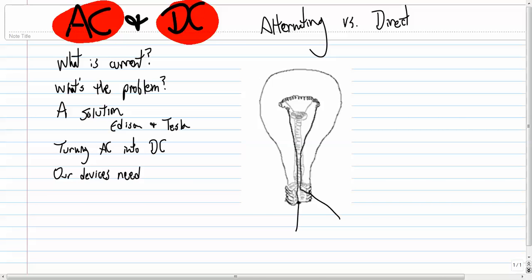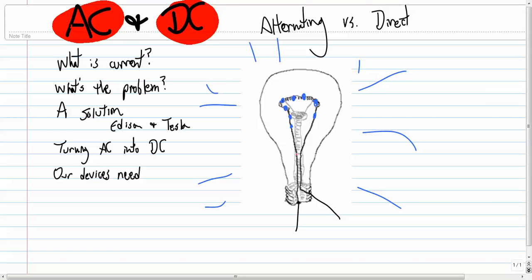So current, if we're thinking about current, we're thinking about electrons in this conductor, in this wire. If we could see down at the atomic level, we would see that the wire is full of these little electrons all over the place. And if we want the light bulb to light up, then what we need to do is move them with a sufficient amount of energy. So we've got two choices.